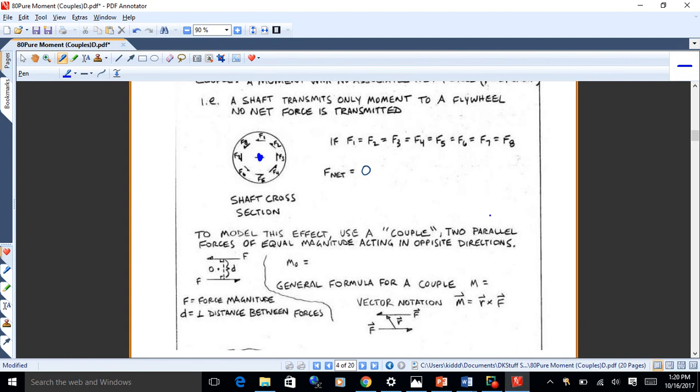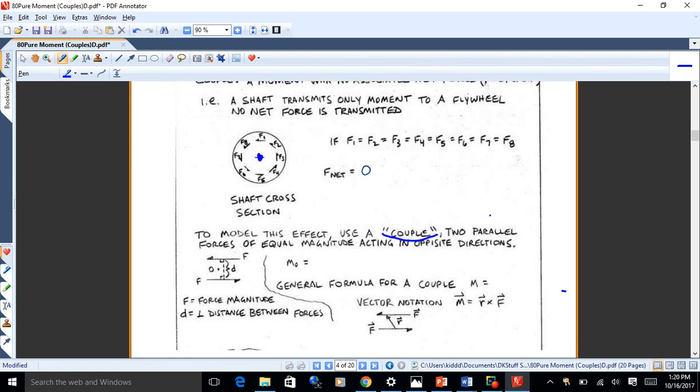All right, now the simplest expression of this that you can get down to is a couple, and that's where this term comes from. I always found it to be kind of an odd word for this. I kind of prefer pure moment or just a twist, but in the textbooks they'll call this a couple because the simplest model you can use to demonstrate this effect is just two forces on either side of a point going opposite directions. That'll get you a net force of zero and a twisting action. So they refer to that as a couple.